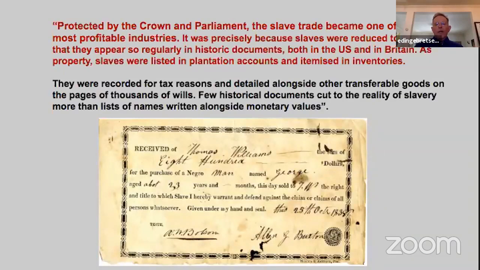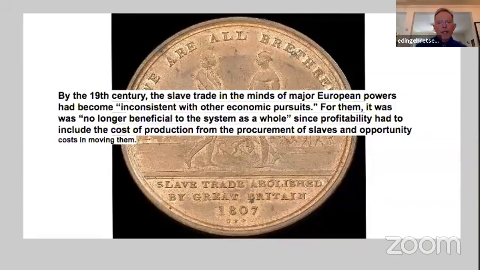Few historical documents cut to the reality of slavery more than lists of names written alongside monetary values. So common was it that they had pre-printed receipts for the purchase of a Negro, fill in the blanks. In very much the same way that in Birmingham, Alabama, they had pre-made tax write-offs, tax things where you would basically tax poll taxes.